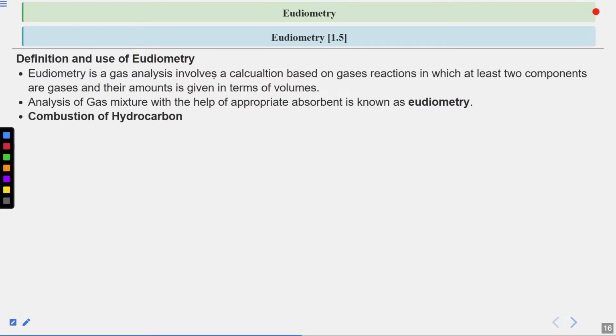Suppose we have the combustion of hydrocarbon. So this is the general equation for hydrocarbon. You can see it very clearly that our hydrocarbon, O2 and CO2 are all gaseous. Now what will be the amount of gases that will be released, and what is the hydrocarbon that we have? This thing is the main goal to be done in our eudiometry topic. Okay. Now how will we do it?